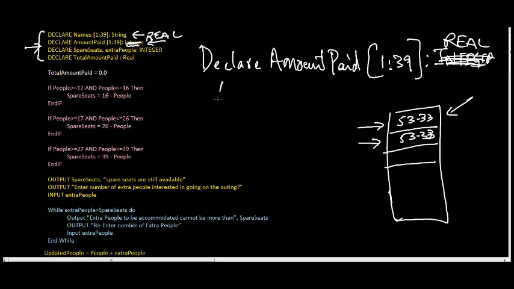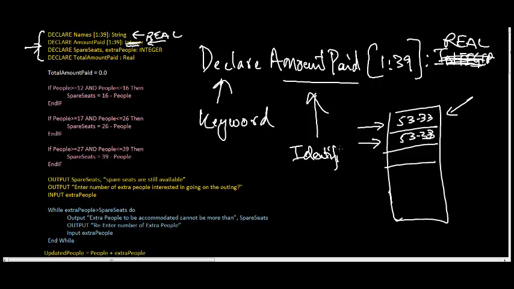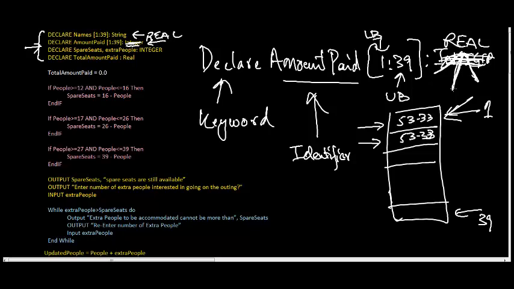Okay, now quickly, this is the keyword, telling us that there is going to be a declaration ahead. Some variable is going to be declared. The identifier of this array is amount paid. So that's the name of the array. This is the lower bound and this is the upper bound of the array, meaning the starting element is 1 and the final element in the array is going to be element number 39. And this array is going to be holding real data. So the data type that is going to be held within this array is going to be real.